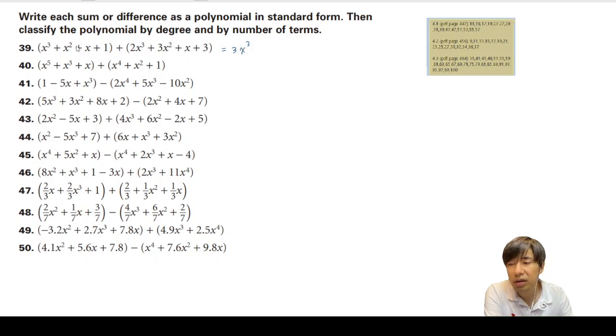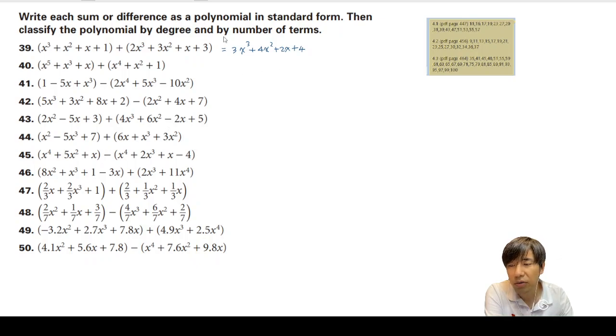Next highest term is x squared. X squared and 3x squared, add them together. That's 4x squared. And then x terms. X and x added together will give you 2x. Then 1 and 3. 4, okay? That's it.